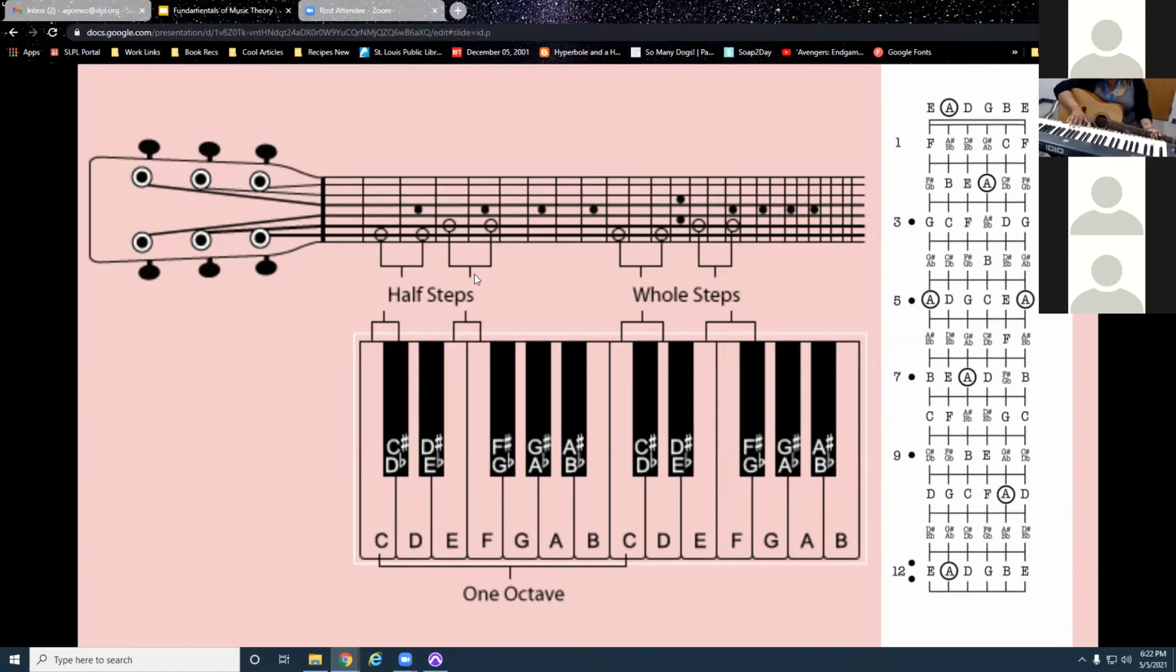So you're going to skip the same amount of frets as you would skip keys on a piano, if you want to think about it in that way. So, I couldn't tell if any questions popped up, anything that was confusing about the layout of the piano versus the guitar? Okay.